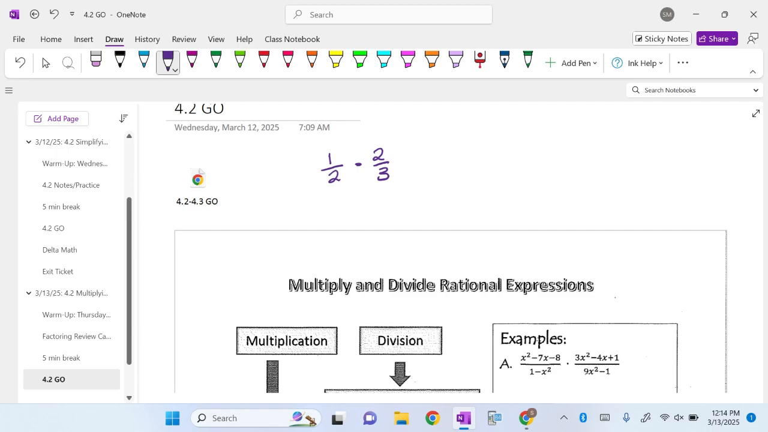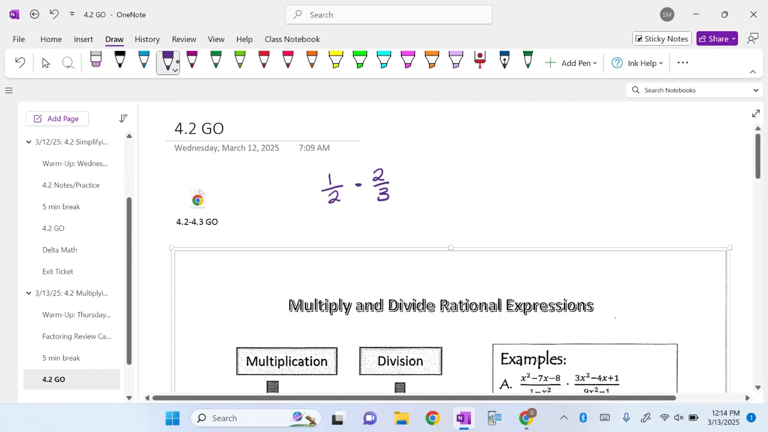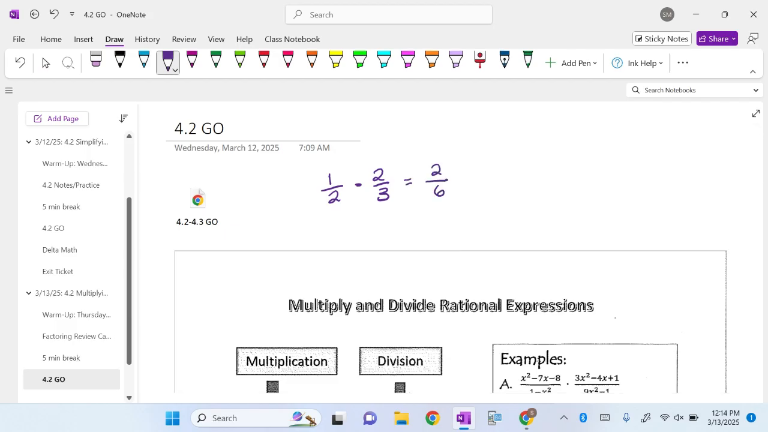You multiply straight across. So you do 1 times 2 and 2 times 3. So that would give you 2 over 6. And the reason I'm telling you to do that instead of cross multiply to simplify it down first is because it'll make your life a lot easier when we do the rationals. So we're doing it the long way. So you multiply straight across, you do 1 times 2, 2 times 3, you get 2/6, which simplifies down to what? 1/3. All right.